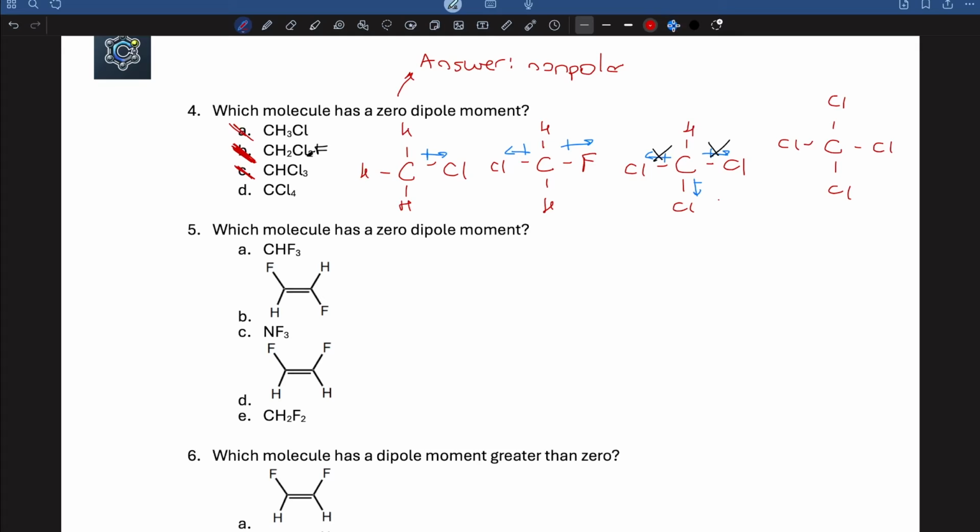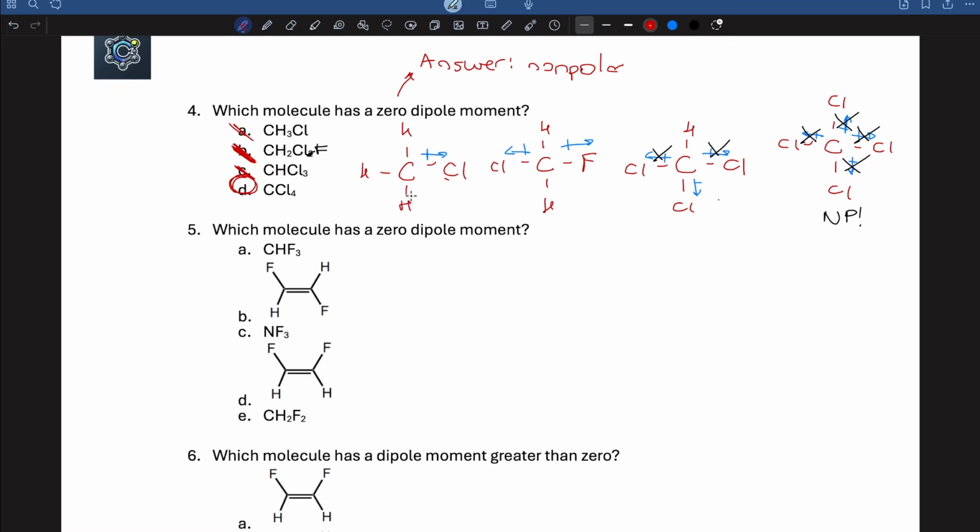The next structure, CCl4, these bonds are going to point toward chlorine in every single example. And check this out. Every single bond cancels each other out. The up and down and the left and right. And so these bonds are going to be canceling each other out. So the molecule, even though it does have polar bonds, the molecule overall is nonpolar. We're going to write nonpolar with an exclamation mark. So the answer for this problem is D.